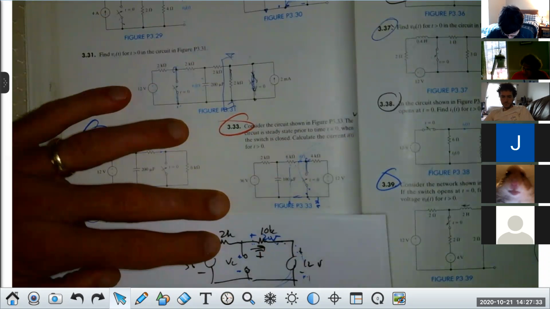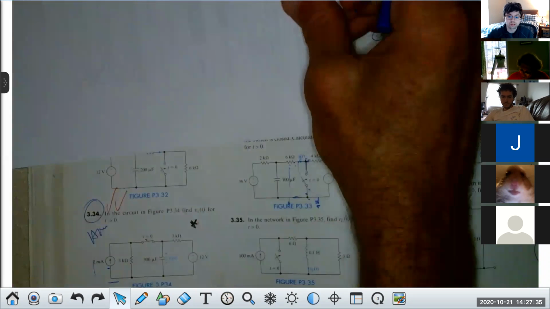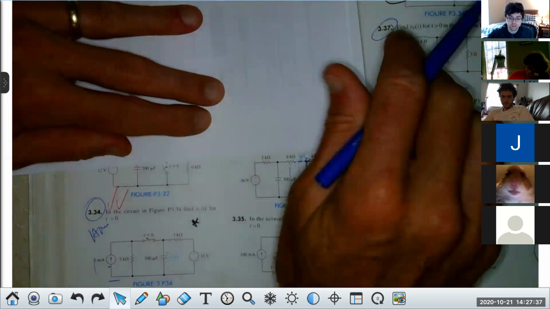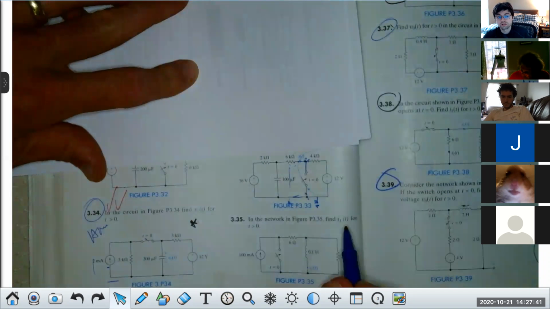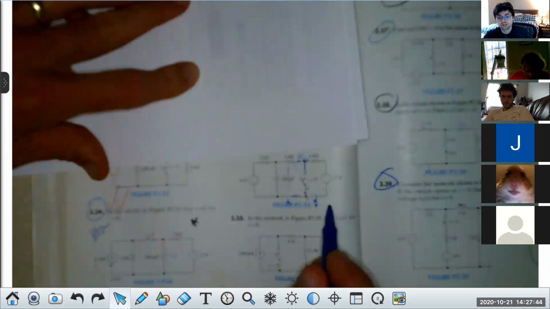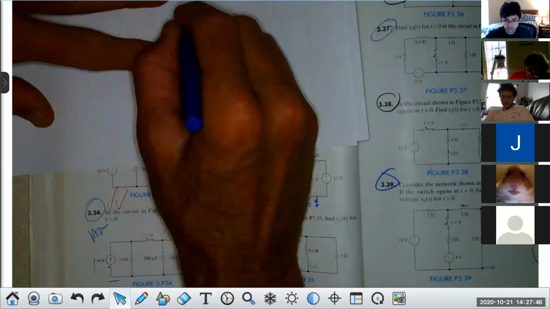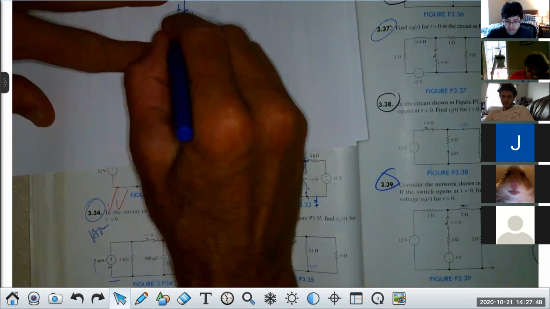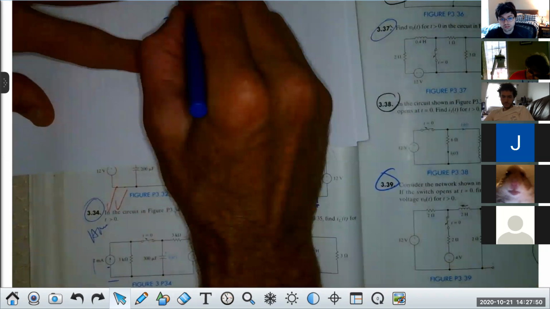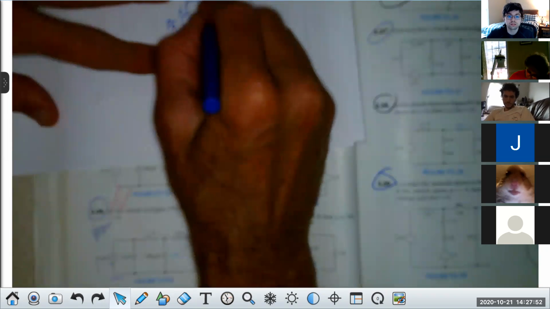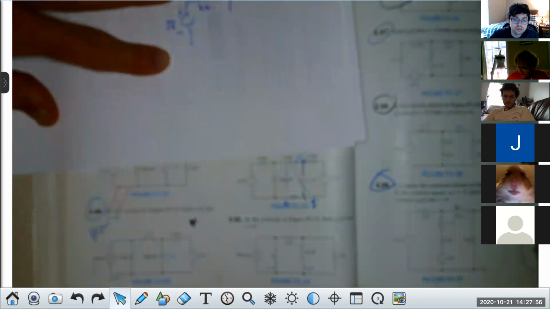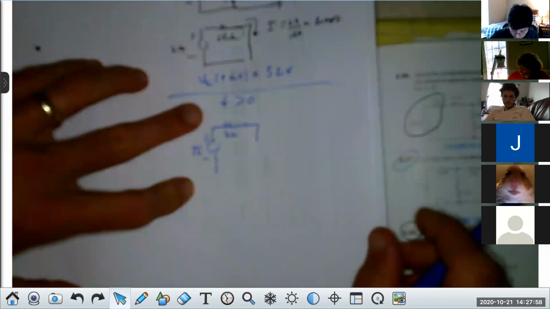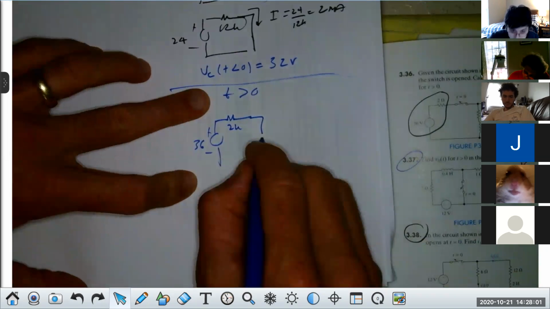Let me redraw that for you. I'm going to redraw above. So for T greater than 0, and actually goes to infinity, I'd like to say, but we'll just do greater than 0 for now. I have the 36, and I have the 2K. Then I have the capacitor, which is 100 microfarad.